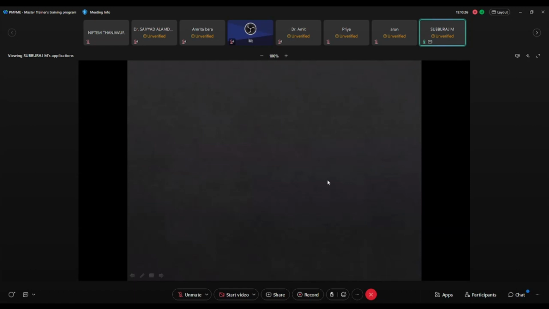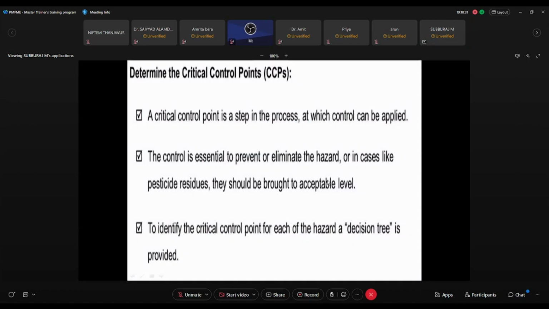Then you have to determine the critical control point. For the critical control point, at each and every step you have to decide whether there is a critical control point, whether physical, chemical, or biological. You have to try to eliminate the hazards. That is very, very important. For this purpose, the decision tree is very important. It may be used for each and every industry. You have to prepare this decision tree accordingly.